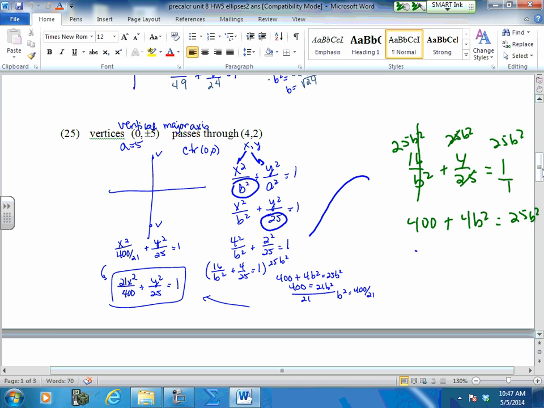Get all your b squareds to one side. Subtract 4b squared. And divide by 400. You're looking at this right now. Oops, sorry, divide by 21. There's my b squared. You're looking at this. 400 over 21. Now, you could take the square root to find b. You don't need to. All you needed was this guy. So this is going to slide right in here.